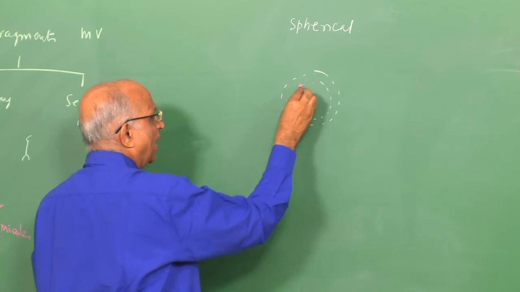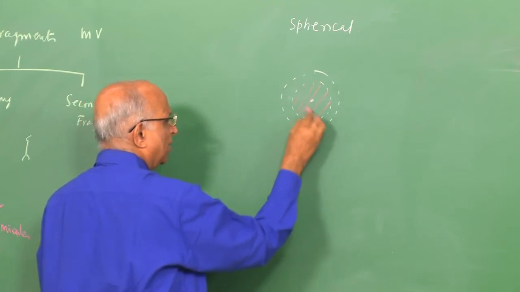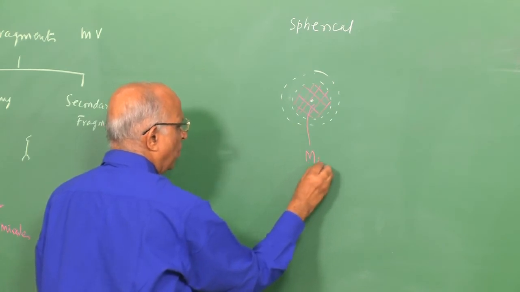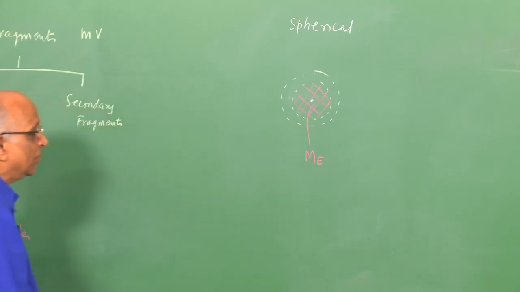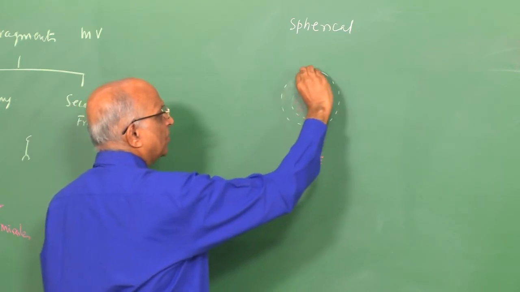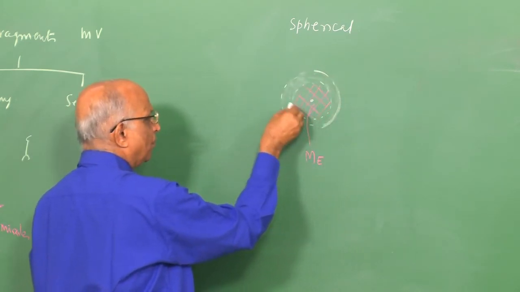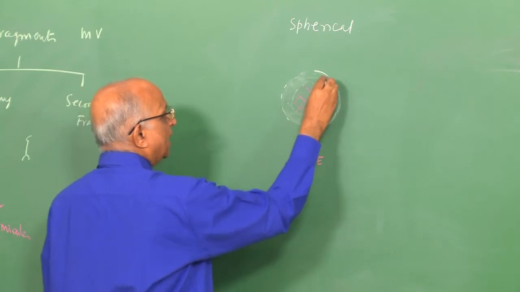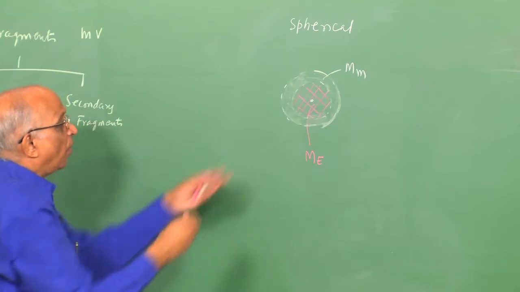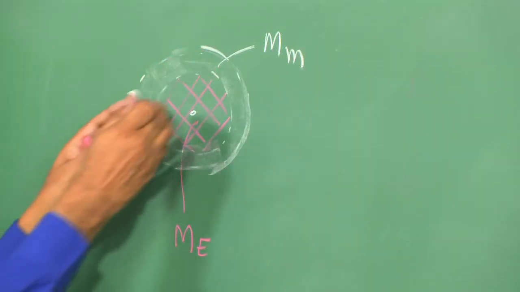Inside the casing, I have the explosion taking place over here. Let the mass of the explosive be ME. Let us assume that the casing which holds the explosive has a mass, let us say mm, that is the mass of the missiles which are formed. The total mass of missiles formed is equal to mm.